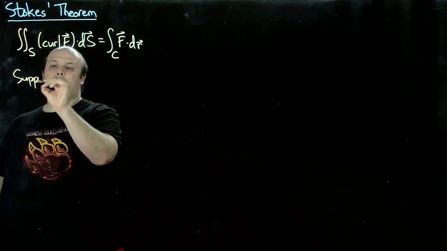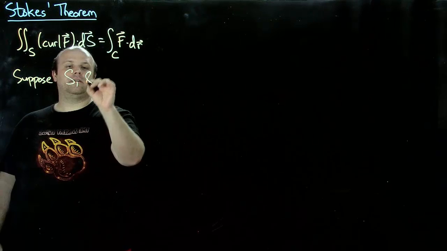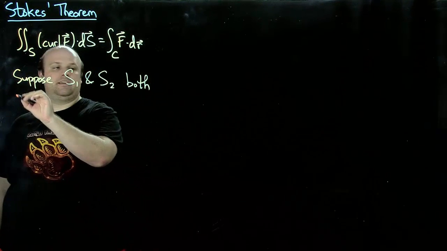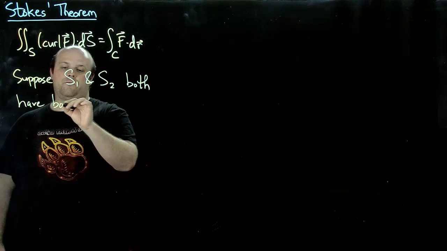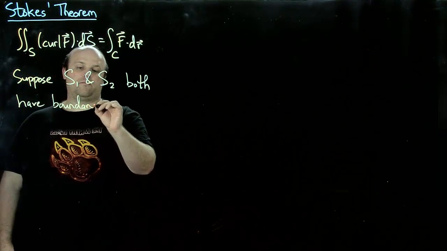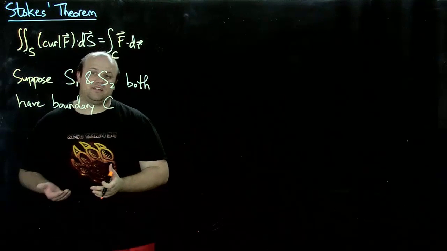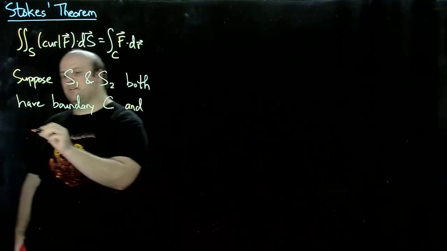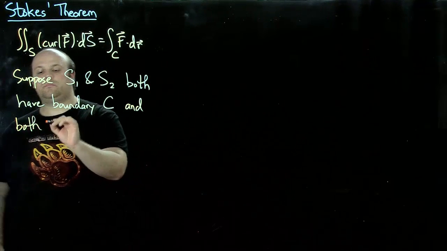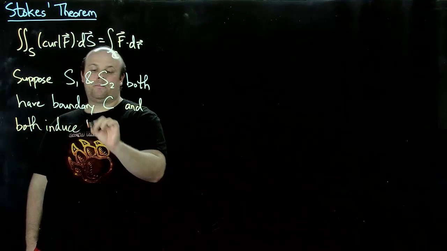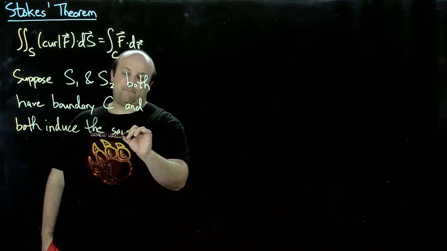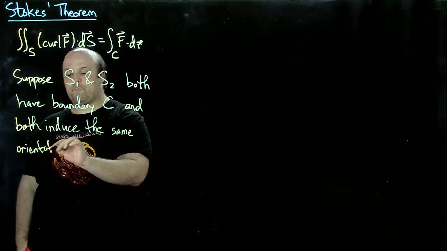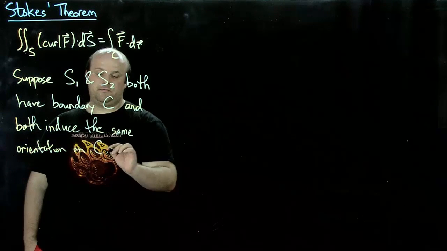Suppose S1 and S2 both have boundary C. Suppose they both have the same boundary, and both induce the same orientation on C.